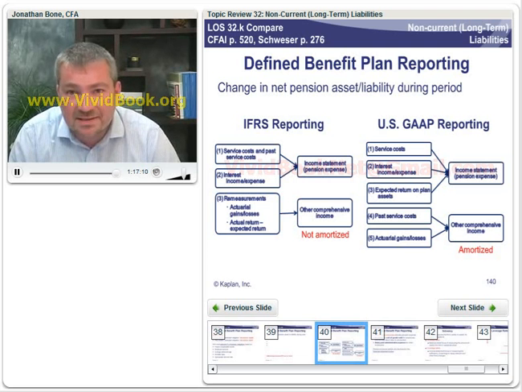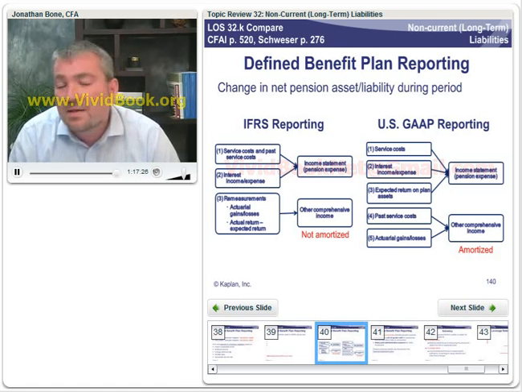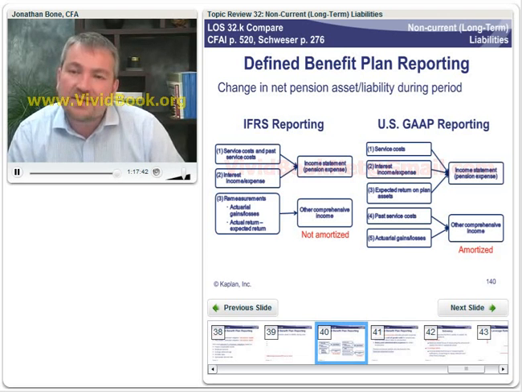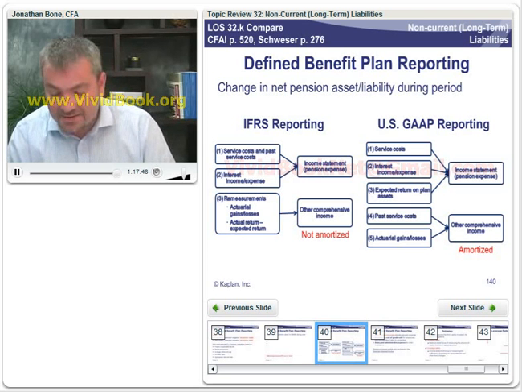Now, the big difference is past service costs under IFRS: if you make a past service cost adjustment, it immediately hits the income statement. Whereas under US GAAP, it's going into other comprehensive income. It's then going to be amortized over the remaining service life of your employees. The other big difference is the plan remeasurements under IFRS, they went into other comprehensive income and were not amortized, whereas under US GAAP, they go into other comprehensive income and they are amortized. And remember, if they are amortized, they're going to affect the pension expense over the remaining service life of the employees, i.e. they will hit the income statement.